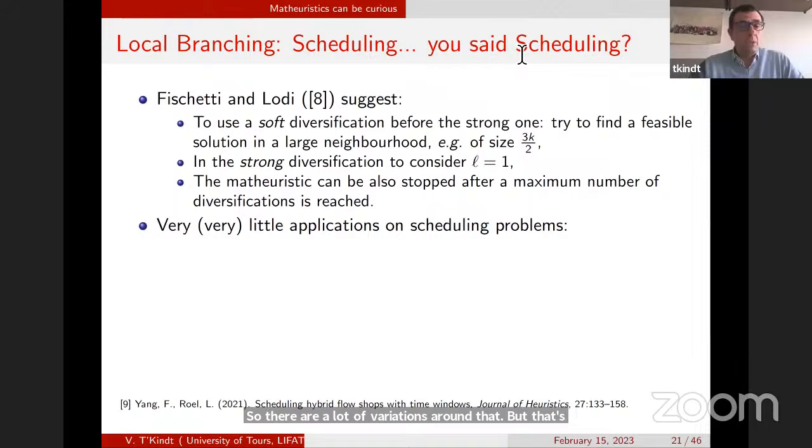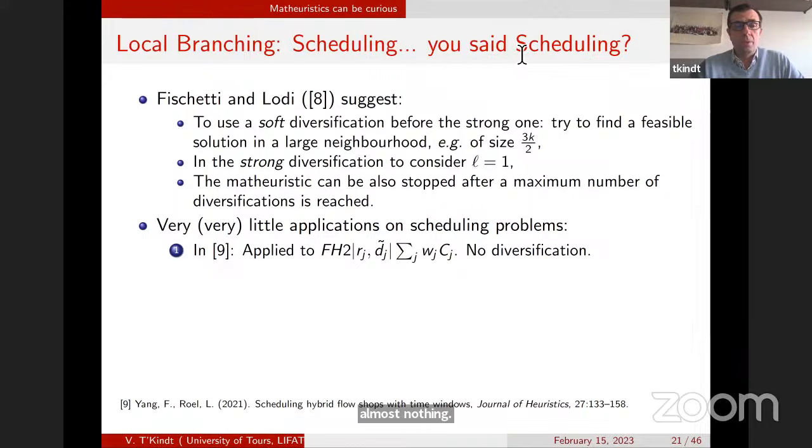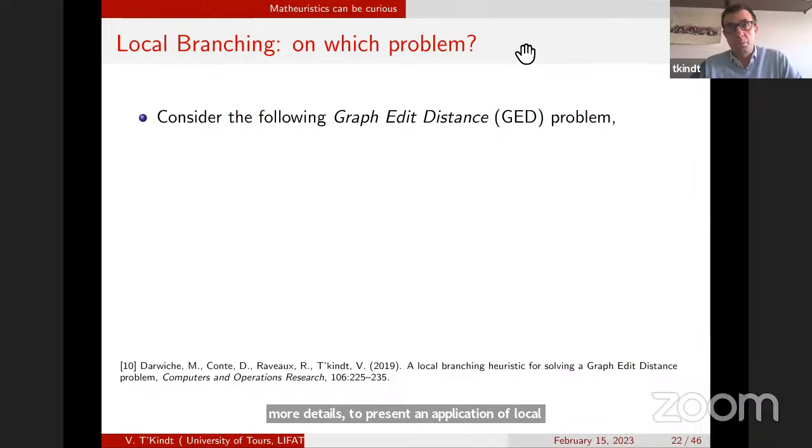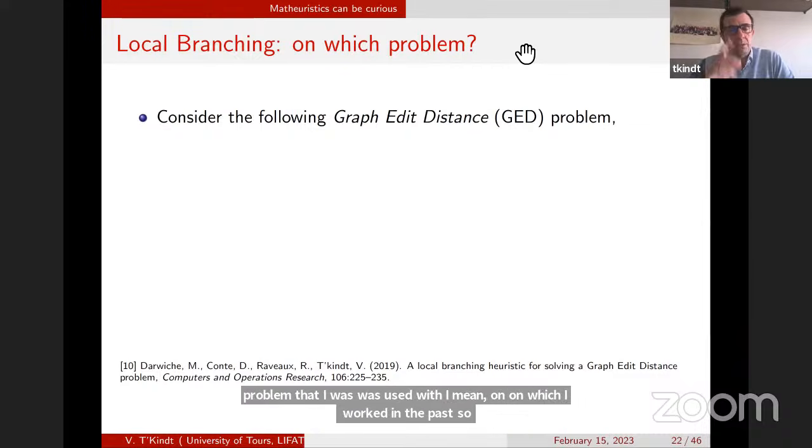If you look now at scheduling problems, well, I found almost nothing. Just a paper published by Yang and Roll in 2021 on a hybrid flowshop problem, but they didn't use any diversification. So to present an application of local branching, I finally decided not to consider a scheduling problem, but a problem on which I worked in the past. So it's not scheduling, but it's not far. You see, it deals with assignment.